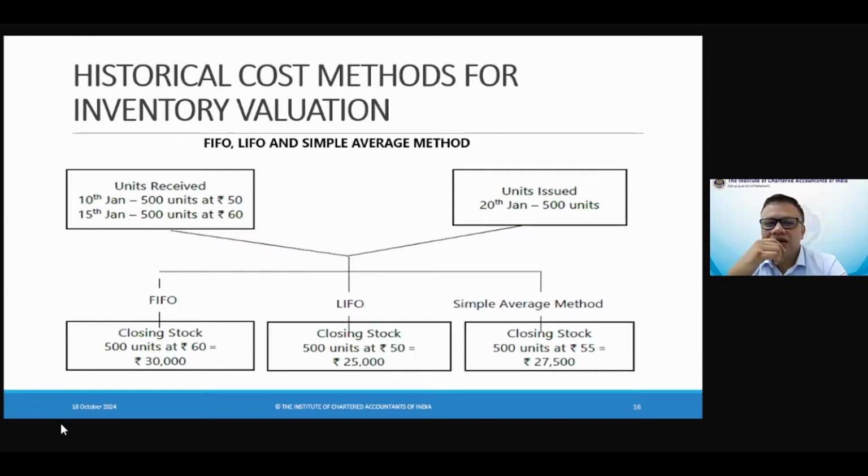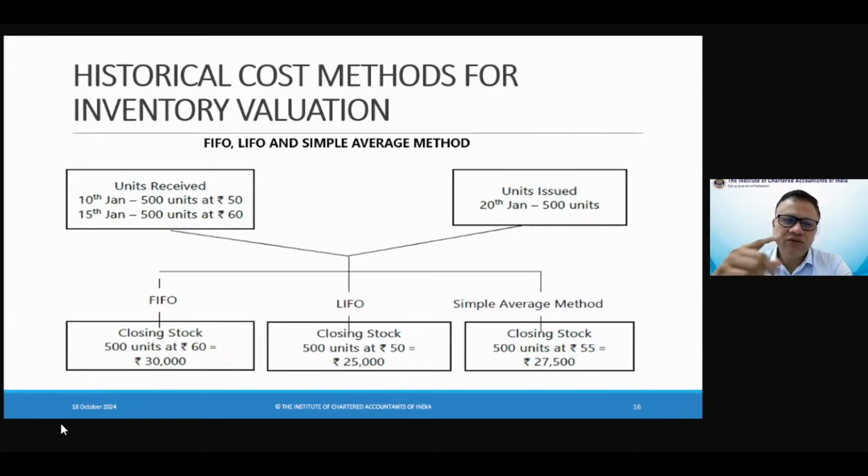But as you all know, the most popular are the FIFO, LIFO, and simple average methods. And with India going towards the IFRS journey, the Indian accounting standard, FIFO, LIFO, and simple average are the most discussed methods for inventory valuation, mostly FIFO and LIFO. And I think you have all studied FIFO and LIFO also. FIFO, as you all know, is first in, first out, and LIFO is last in, first out.